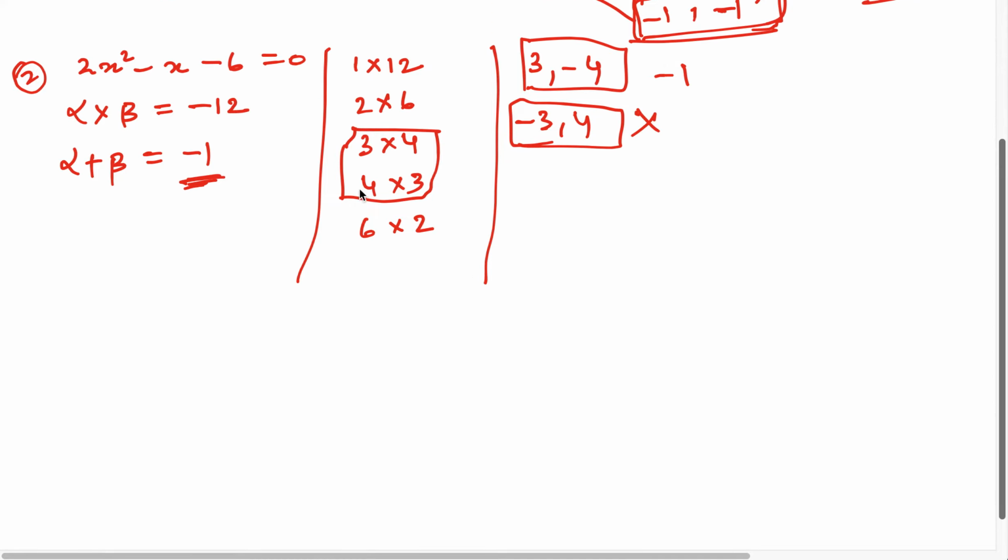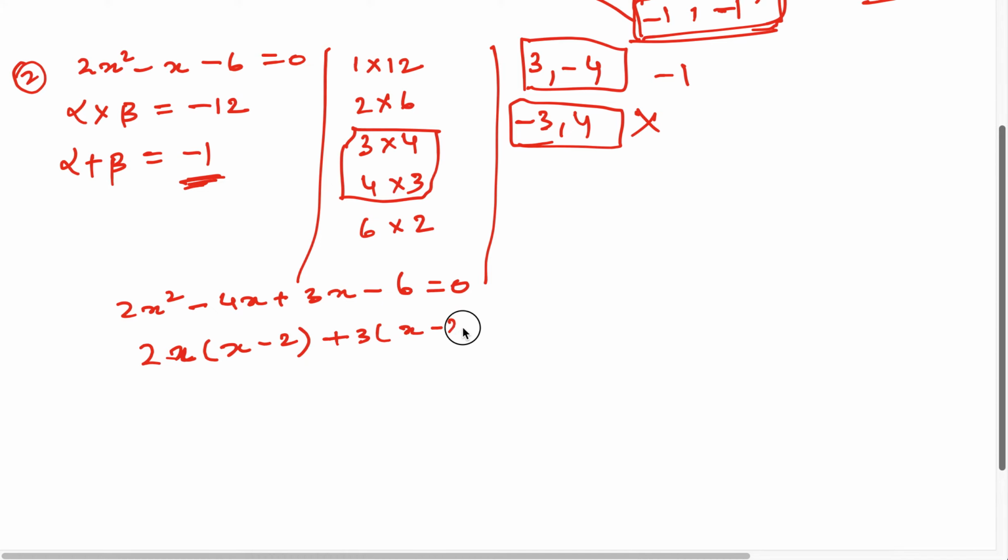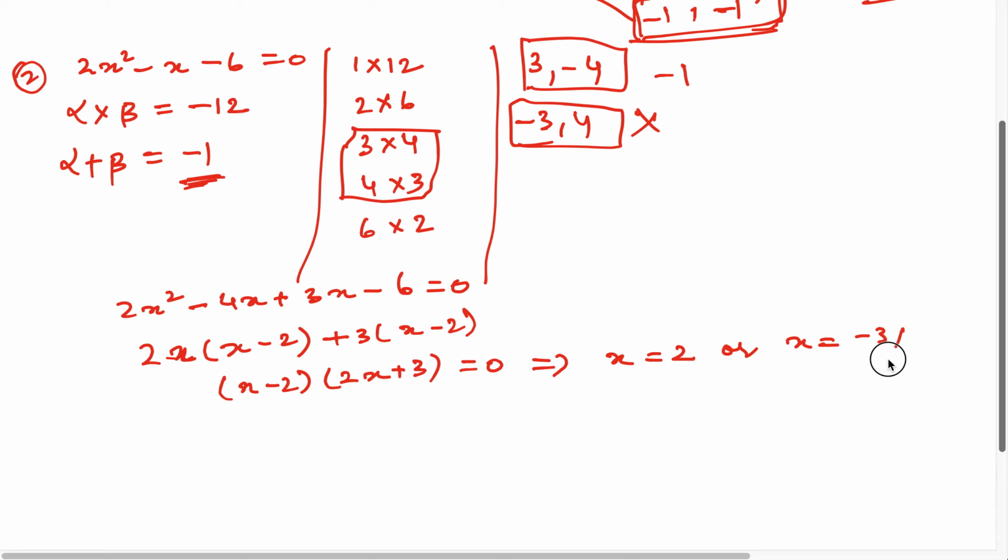And that will help me factorize this equation. So it will be 2x square minus 4x plus 3x minus 6 equal to 0. If I take 2x common, it will be x minus 2 plus 3, and then I take x minus 2 common. I've managed to factorize the quadratic equation, and this gives me the answer, either x equal to 2 or x equal to minus 3 by 2.